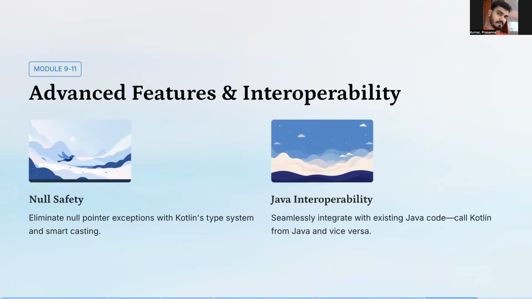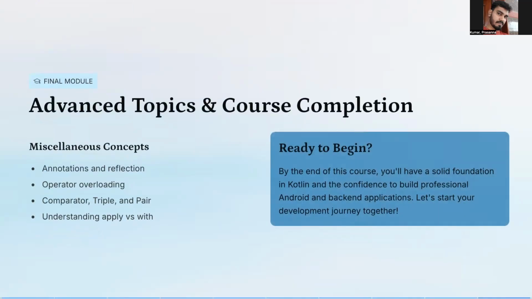Java interoperability. This is a very important concept, right? Kotlin runs on the JVM, right? That means you're going to use Java code sometimes, since a lot of code existing before 2017 was written in Java, either Android or backend. You may have to call Kotlin from Java, Java from Kotlin, vice versa. We're going to see how we can do that.